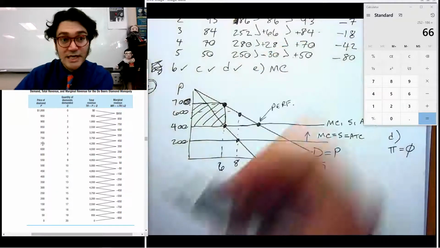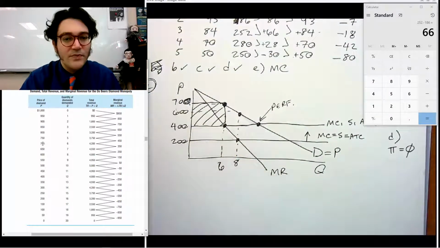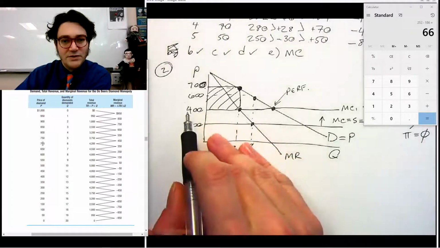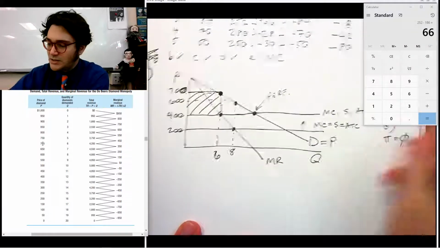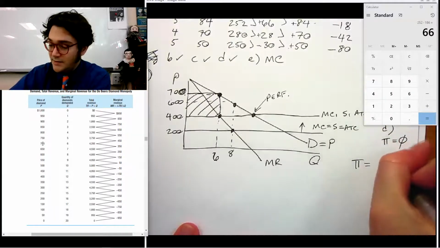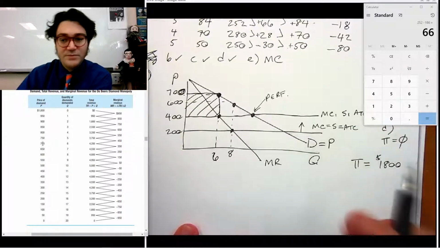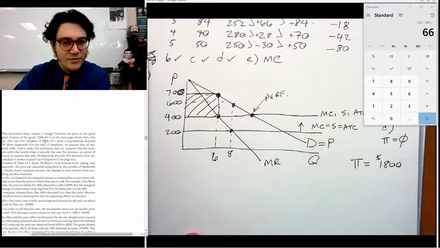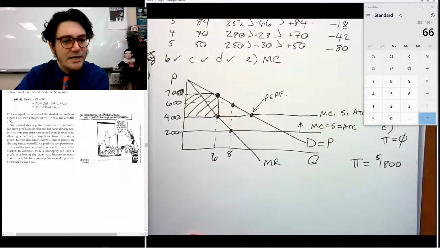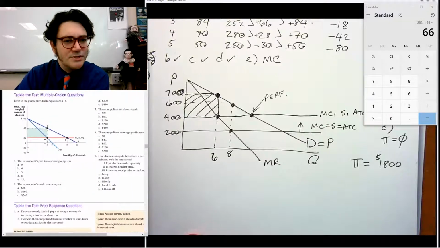So I managed to actually just guess it by just picking a number smaller than 8 and with a price higher than 600. So from this, we know that the profit is 700 minus 400, which is 300, times 6. So profit is 1,800, right? As opposed to if it were perfectly competitive. So, okay, phew, that one was kind of a doozy intellectually a little bit. All right, scroll back here. Let's do some multiple choice. Let's hope these are a little bit easier.